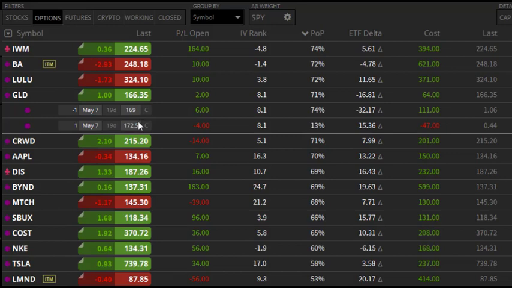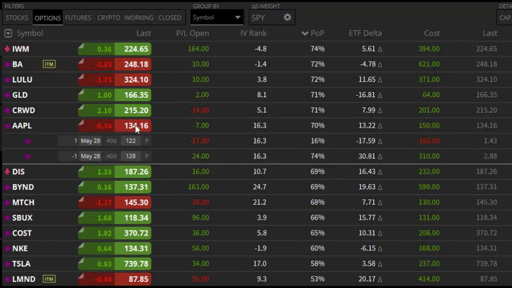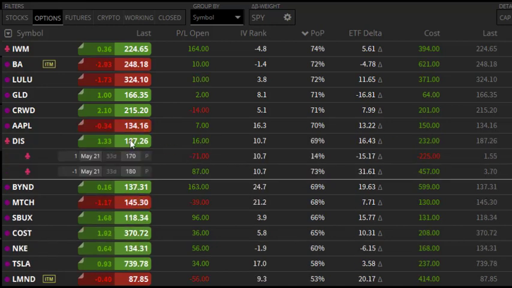Gold, short-term bearish here on gold as it's sitting right at the top of its range. CrowdStrike, very bullish long-term on CrowdStrike, currently at the $200 level. Always bullish on Apple, no issues here. Very close to the price though at 128, but this is only a $5 wide and I got a 150 credit. Disney, bullish on Disney, small profits, no issues.